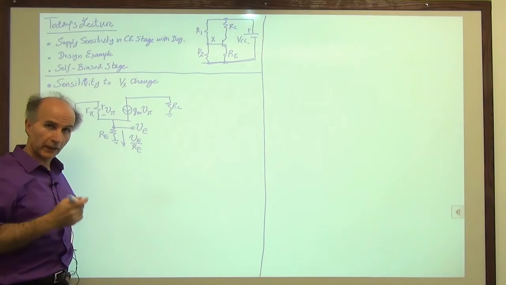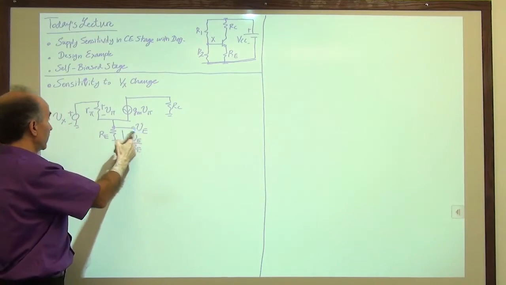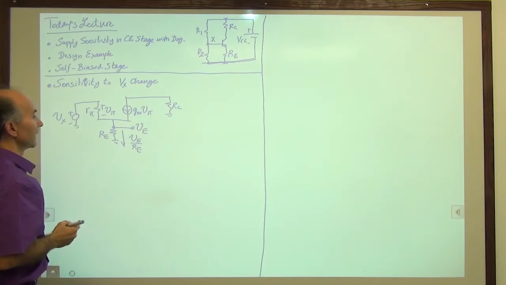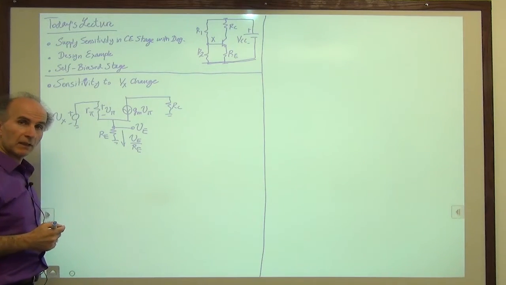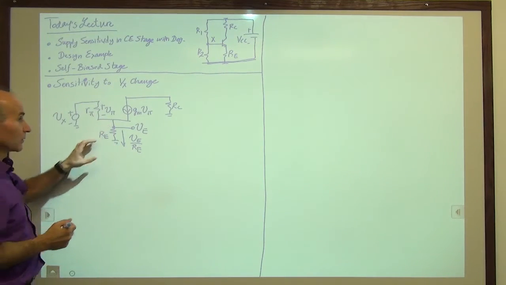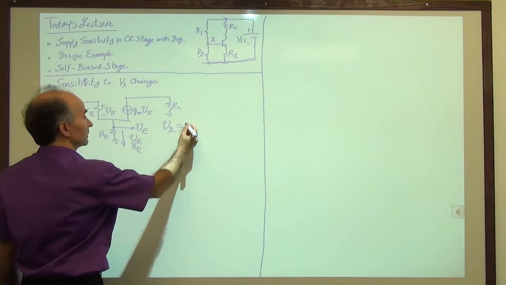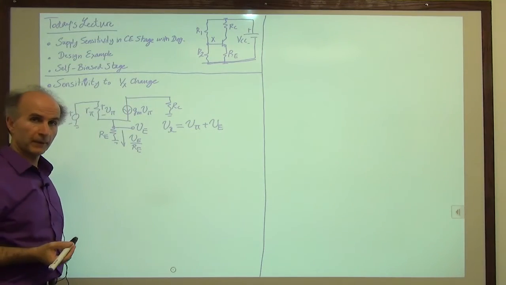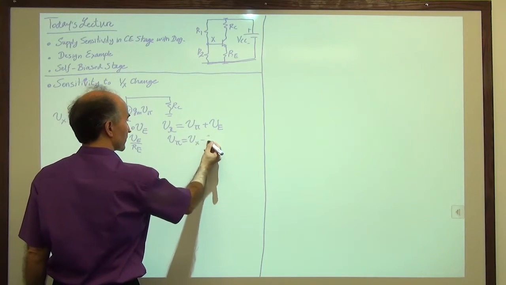Okay, that was easy. Again, remember that we need to eliminate V pi because we are interested in VE in terms of Vx. All right, so what else can we say? Well, let's write a KVL around this loop. KVL says that this voltage is equal to this voltage plus this voltage. So we have Vx is equal to V pi plus VE, the emitter voltage, right? So we found V pi. V pi is equal to Vx minus VE.